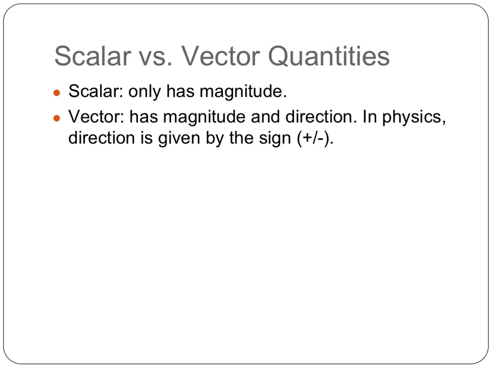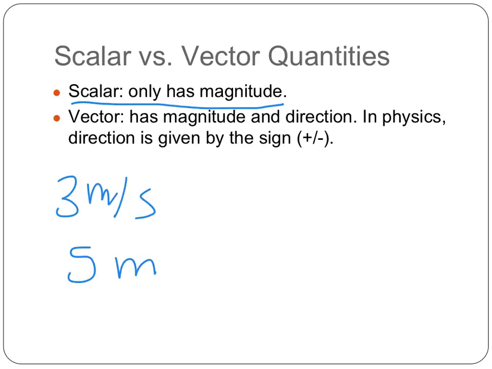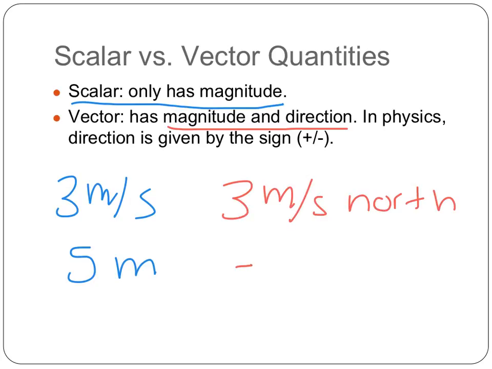So most vocabulary that we'll be talking about will either be a scalar or vector quantity. A scalar only has magnitude. An example of this is 3 meters per second or 5 miles. A vector, though, is a little bit different. It's going to have magnitude and direction. For instance, it may be 3 meters per second north or -5 meters. We'll often use plus and minuses, so positive and negative, to signify direction in physics.